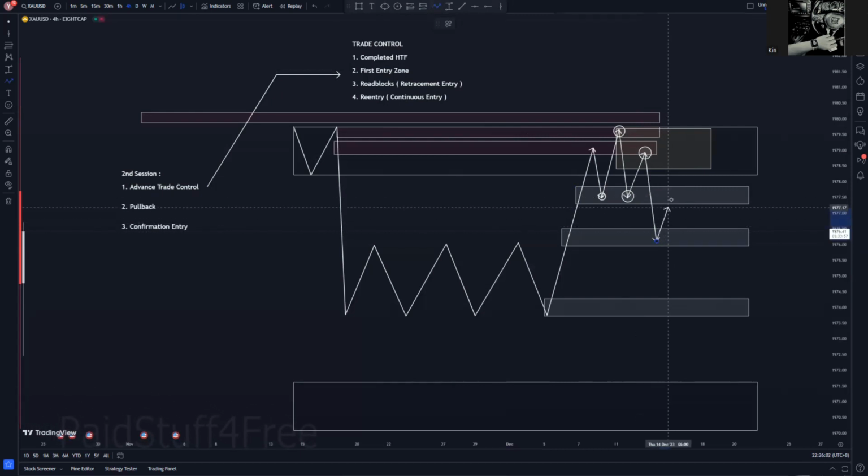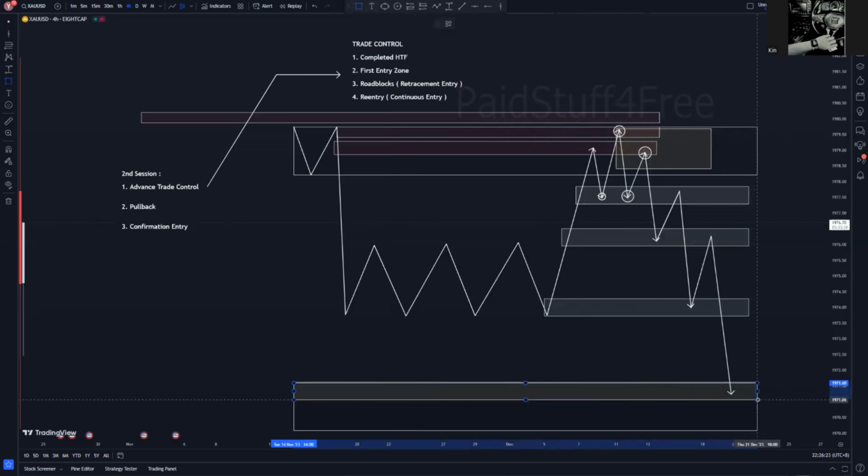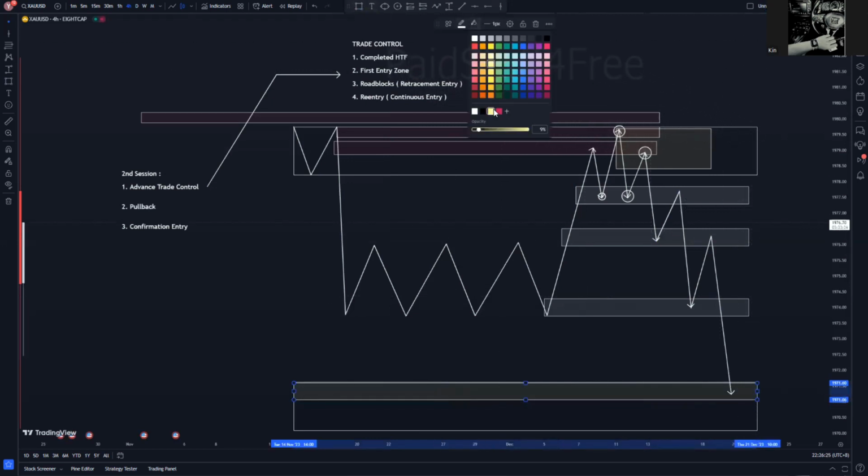When the price gets into the sell zone, if there is a confirmation entry somewhere around here, can we take a sell? Yes, we can take a sell. It goes down somewhere around here, and then it will be repeating like this over and over, and get into the buy zone again. What to do? Monitor our first entry zones.